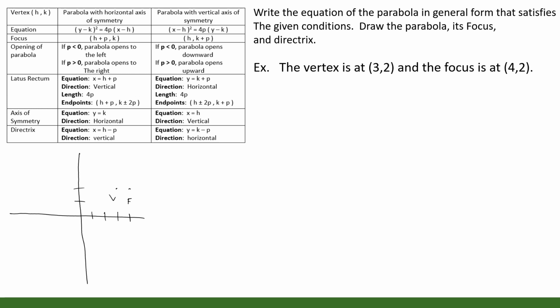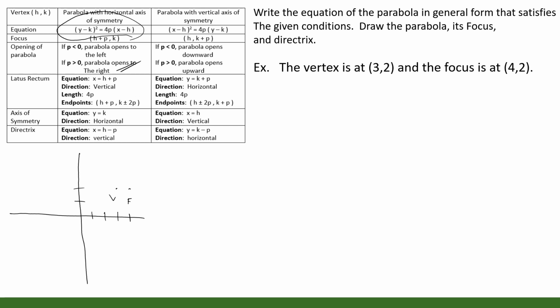Meaning to say, connecting the vertex and the focus, as we said, the focus is always inside the parabola. In short, the opening here is to the right. Right? Since the opening is to the right, this means we will be using this pattern, this equation. Okay? So, now, let us continue.